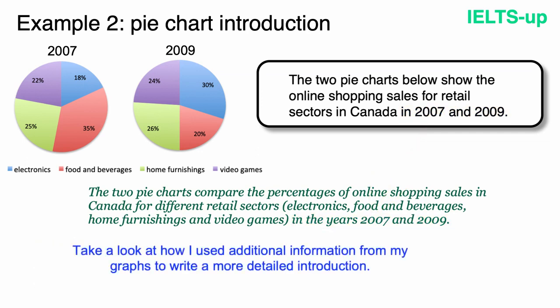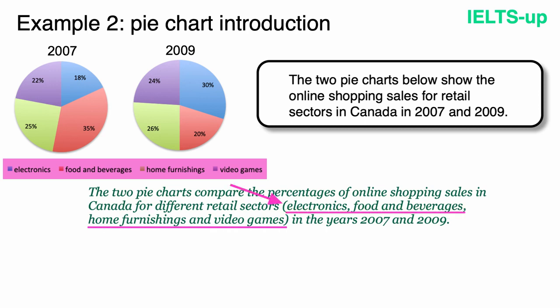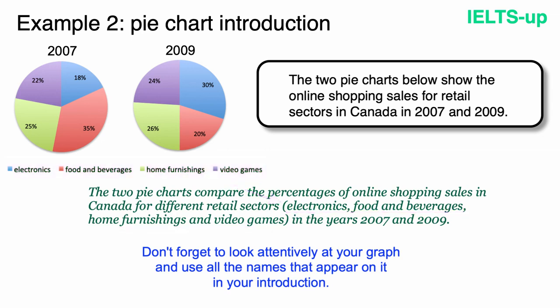Also, take a look at how I used additional information from my graphs to write a more detailed introduction. As you can see, we're given the names of retail sectors in our pie charts: electronics, food and beverages, home furnishings, and video games. So I just put all those names into parentheses and plugged them into my introduction, right after I mention retail sectors. So don't forget to look attentively at your graph and use all the names that appear on it in your introduction.